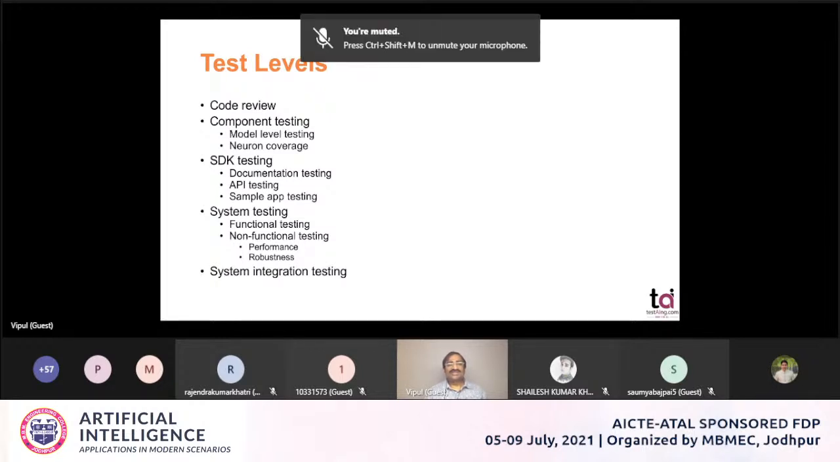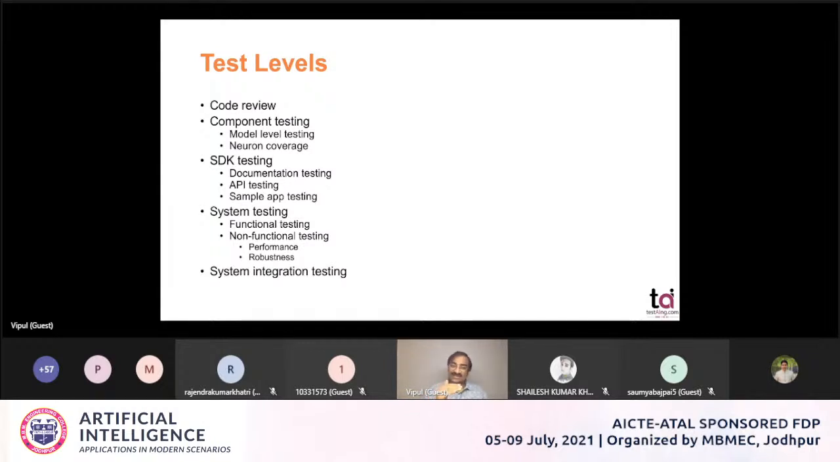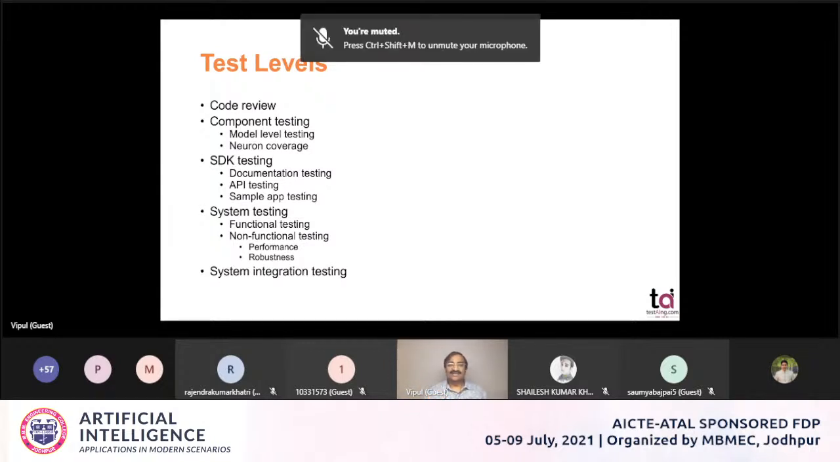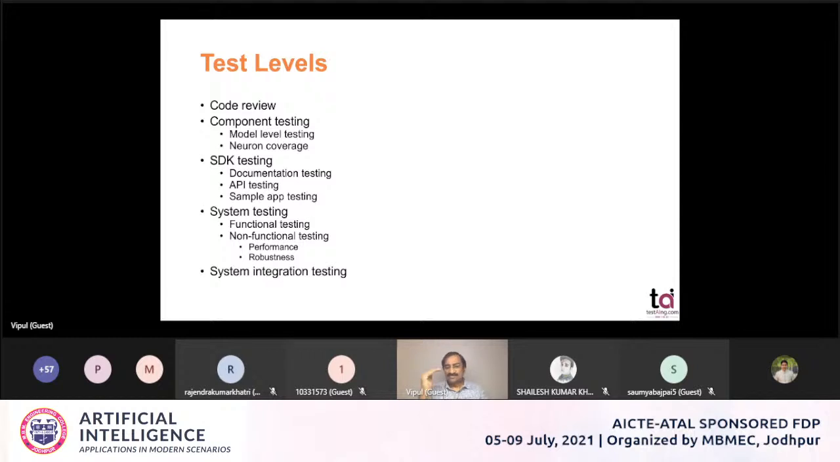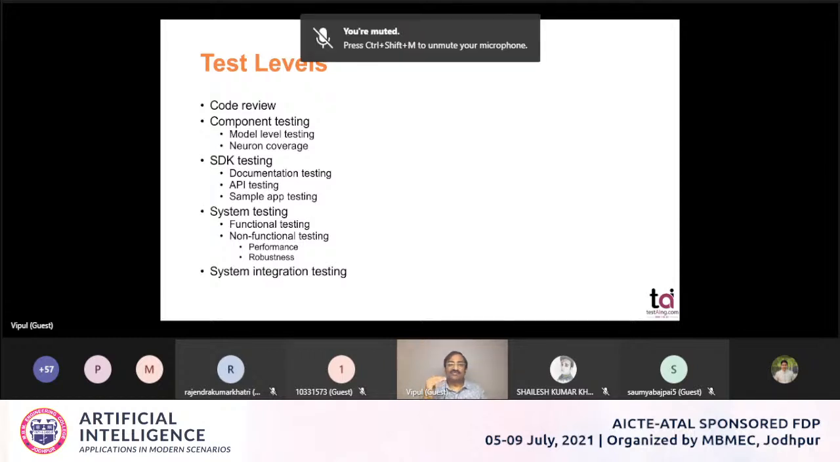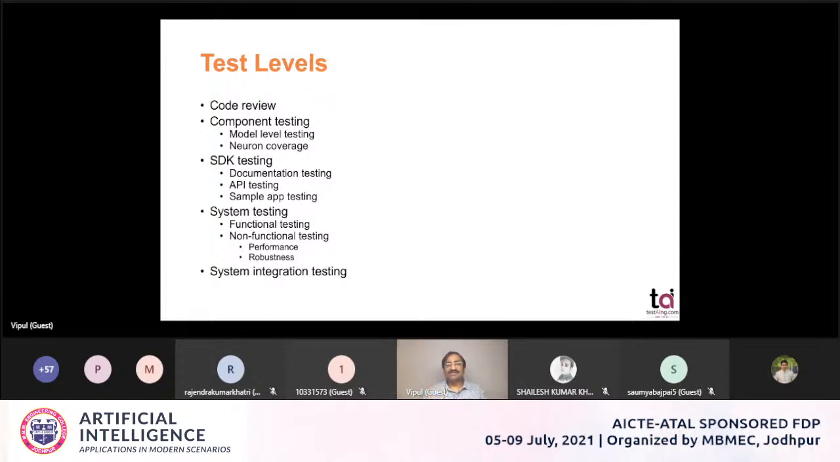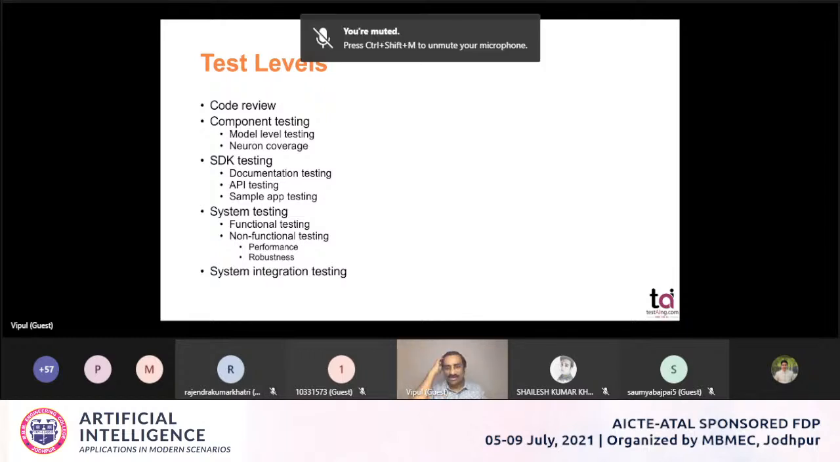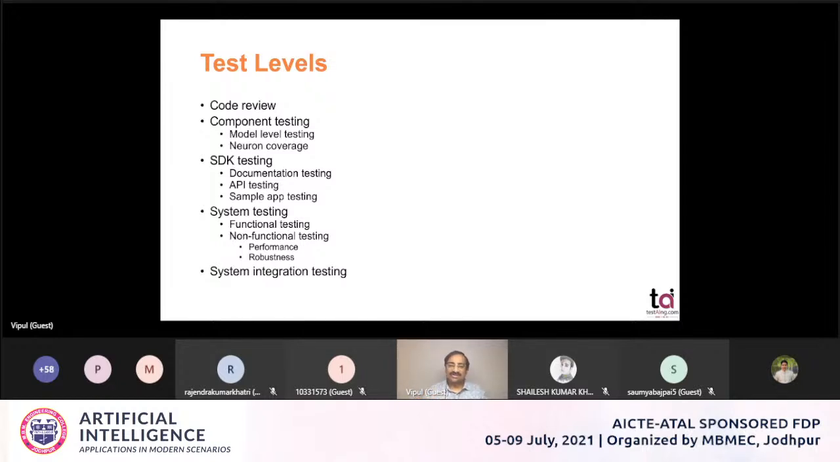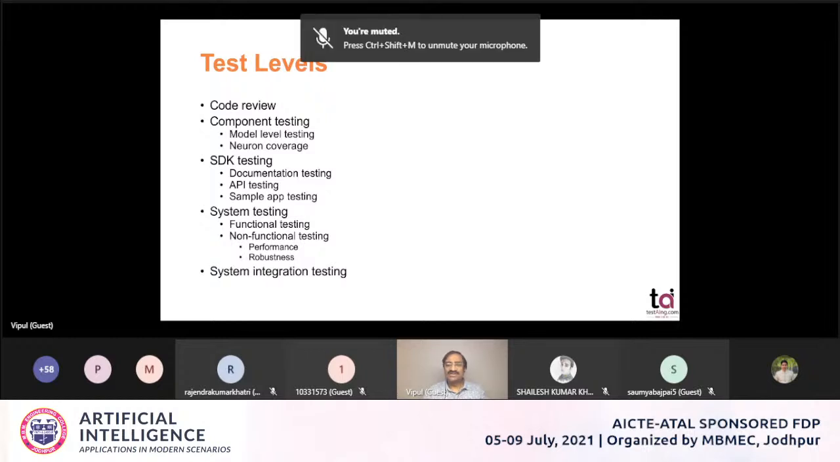So that's a sort of test level that I'm talking about, which doesn't exist, but part of static analysis. But at component level, there's a new level for model level testing and neuron coverage. Then when you create your model and ship out the model, I'm sure many of you would have used pre-trained models, but sometimes you don't know how good that model is and so on.